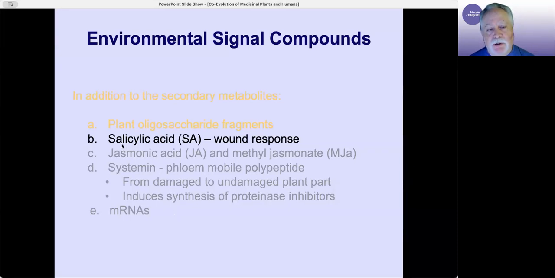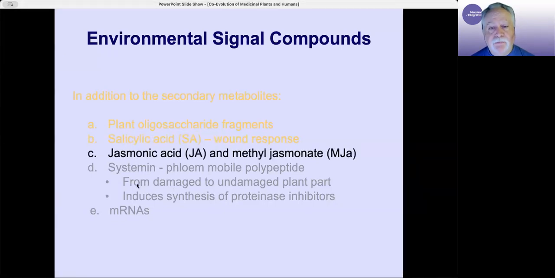But there is this signal in plants for wounding. Once a plant gets wounded, either mechanically or by an insect or by an herbivore, we have what are called volatile forms of those, jasmonic acid and methyl jasmonate. And these are actually done to signal a whole field of plants.